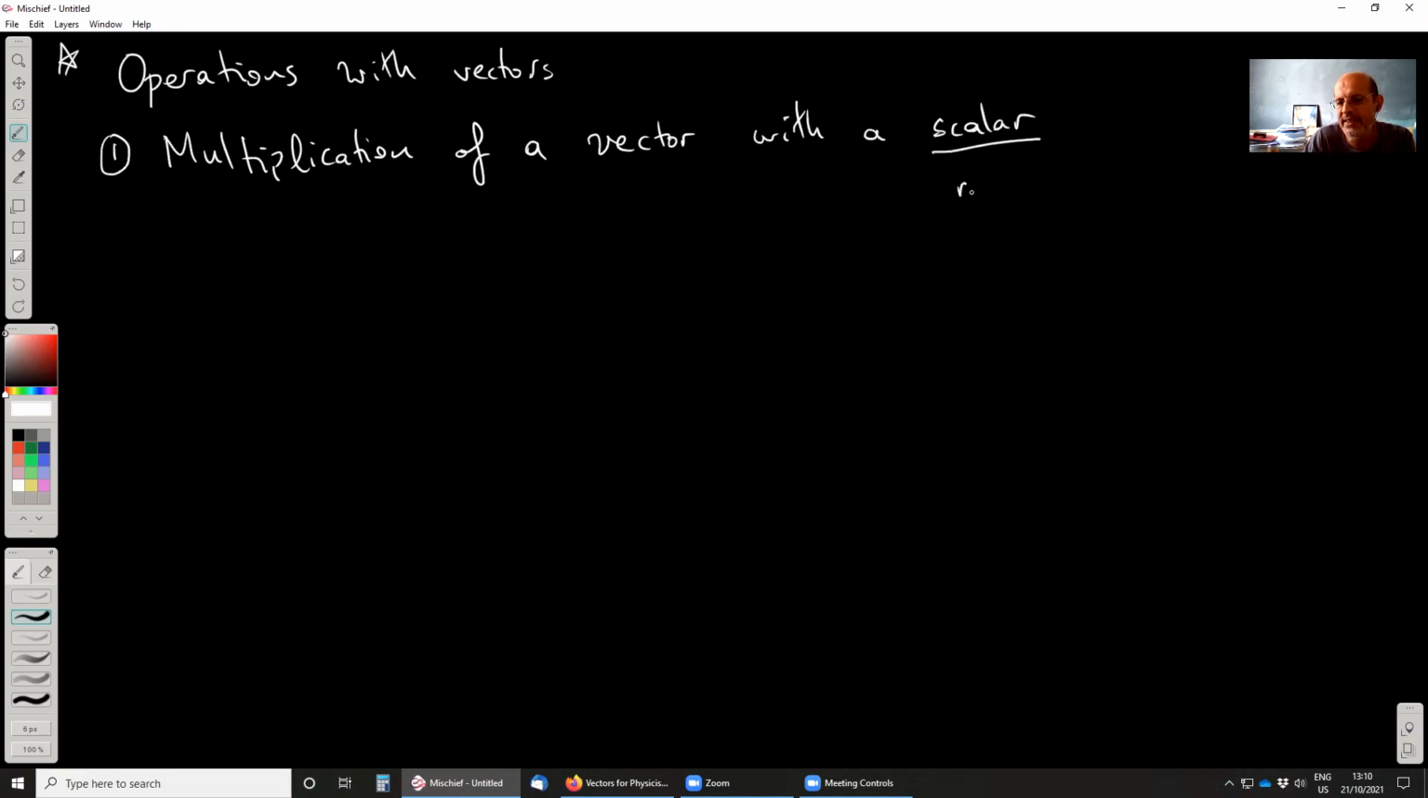Whenever I say a scalar, this is just a number, right? A vector is a vector, basically. So let's take this example. That's my vector A. The question is, I have vector A. What do I get if I multiply this with 2, for example? The natural way to answer is that 2A would be a vector which is twice as long as the vector A, and it's in the same direction.